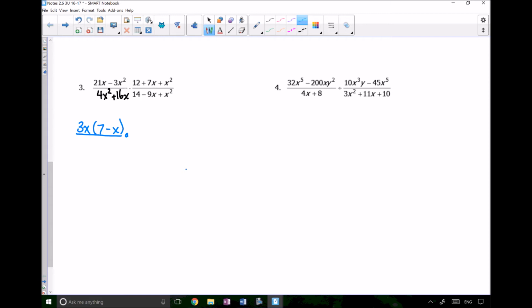Okay, so looking at my denominator here, it says 4x squared plus 16x. The first question I ask myself is, is there a GCF? And there is. My GCF would be 4 because 4 and 16 are both divisible by 4, but I also have an x in common, so it would be 4x.